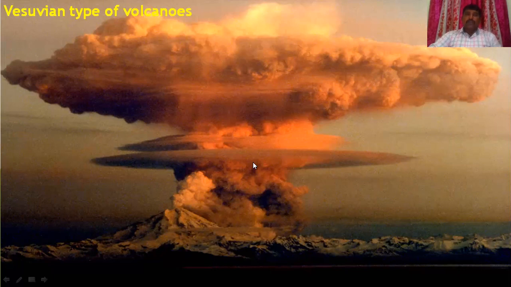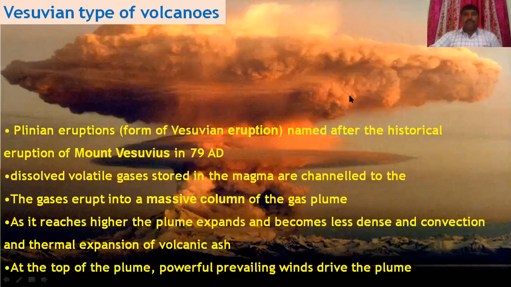Pompeii. In Plinian eruptions, dissolved volatile gases stored in the magma are channeled to the top through a narrow conduit, that is a pipe-like structure. The gases erupt into a massive column of gas plume that reaches up to 2 to 45 kilometers into the atmosphere. As it reaches higher, the plume expands and becomes less dense, and convection and the thermal expansion of volcanic ash drive it even further up to the stratosphere. At the top of the plume, powerful prevailing winds drive the plume in a direction away from the volcano.